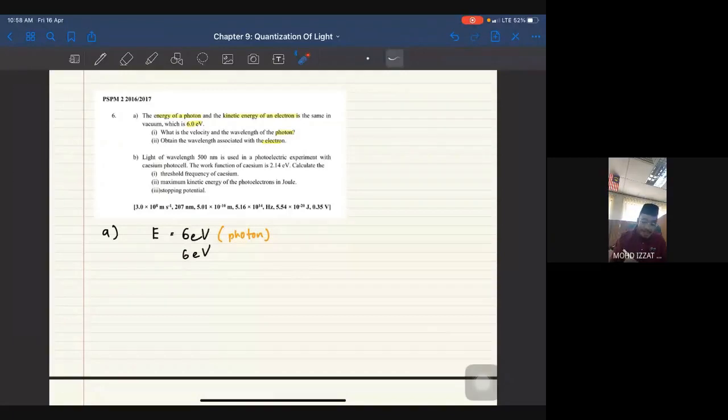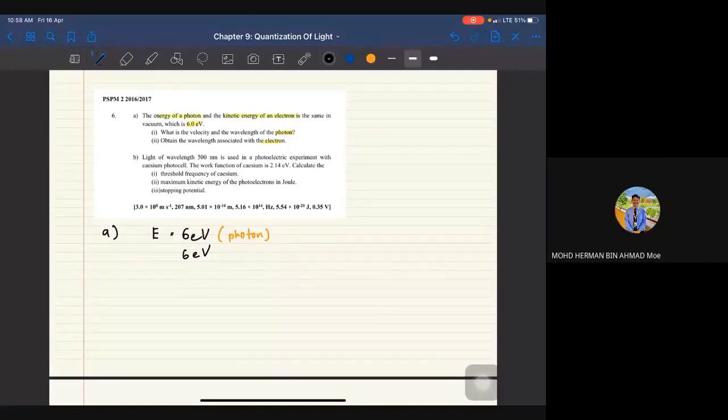Okay, back to my question. So, what does this one mean? Kinetic energy of an electron. So, just now dia kata energy of a photon. Kinetic energy of an electron. Kamu nak tulis simbol apa? Kinetic energy simbol apa? K ke C? Okay. E.